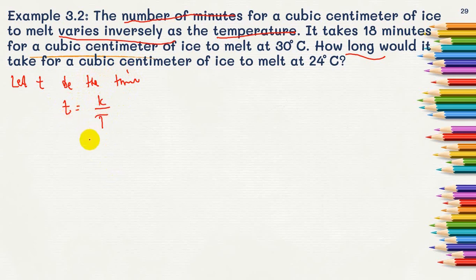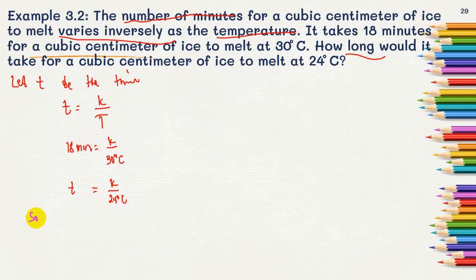So let's form the first equation. It takes 18 minutes for a cubic centimeter of ice to melt at 30 degrees Celsius. So therefore, this is 18 minutes equals k over 30 degrees centigrade. Then for the second equation, the time is unknown. Time is equal to k over 24 degrees centigrade.